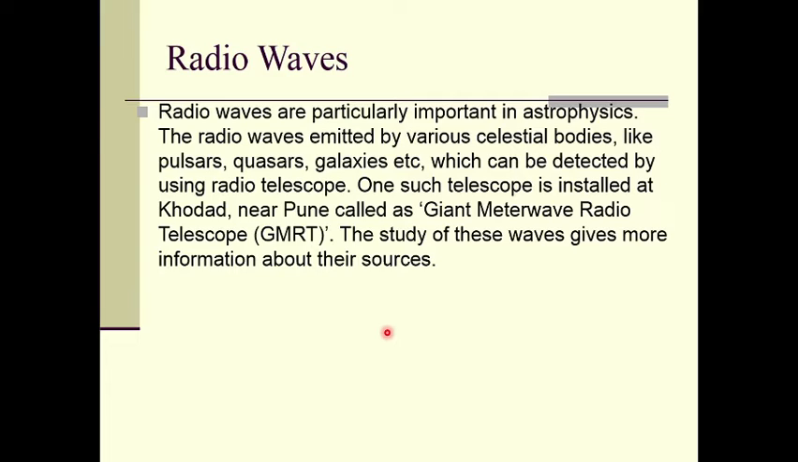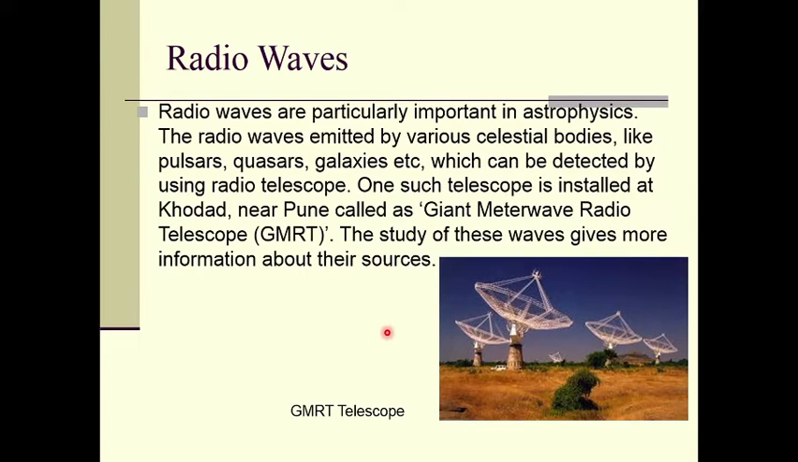So, near Pune in India, we can see the Giant Meter Wave Radio Telescope, GMRT, installed by IUCAA, that is Inter University Center for Astronomy and Astrophysics, and NCRA, located in the University of Pune campus. So, this GMRT telescope is an array of antennas placed near Narayangaon in Pune district. So, this is the GMRT telescope installed at Khodad in Pune district.